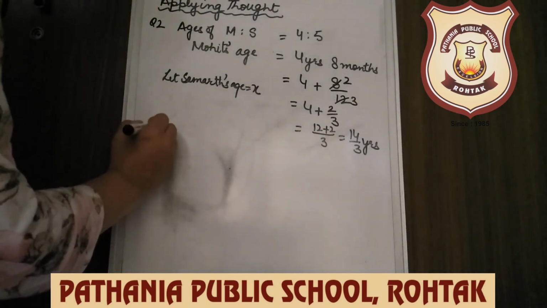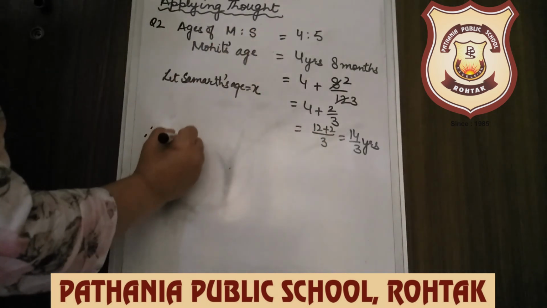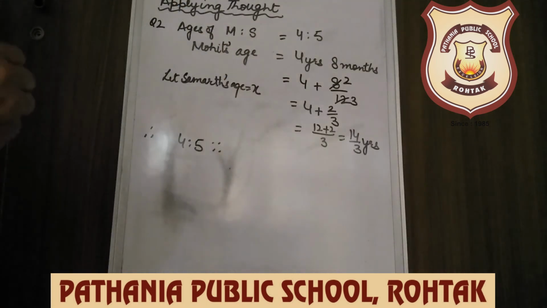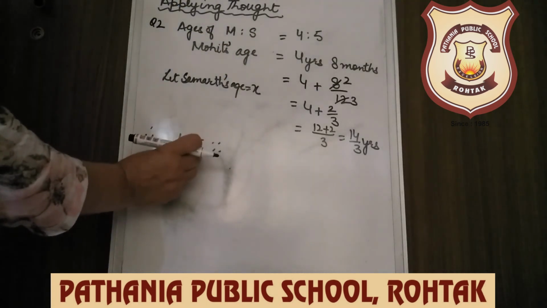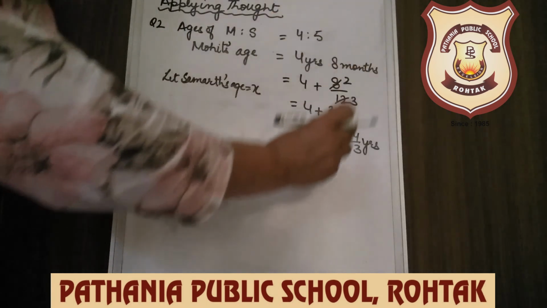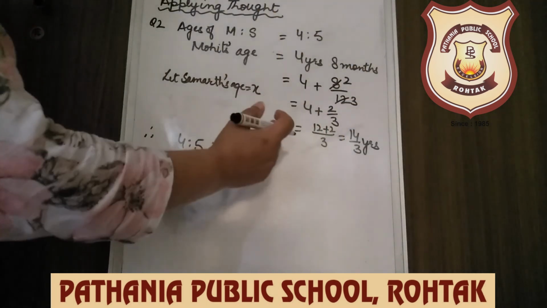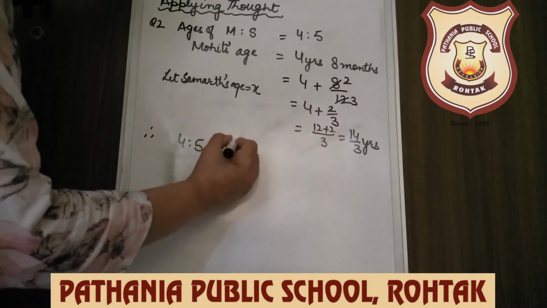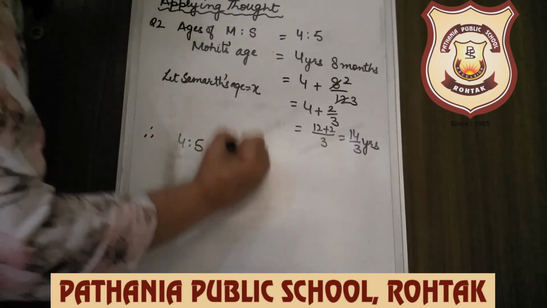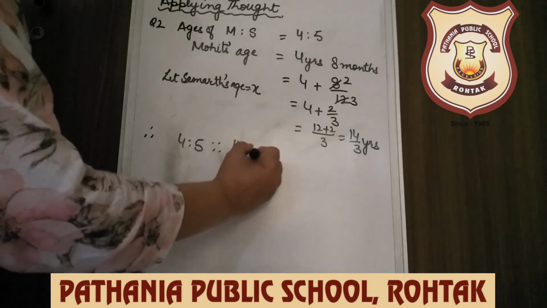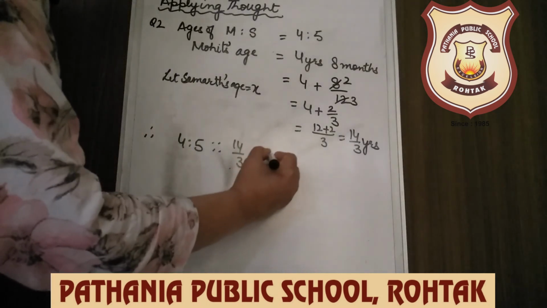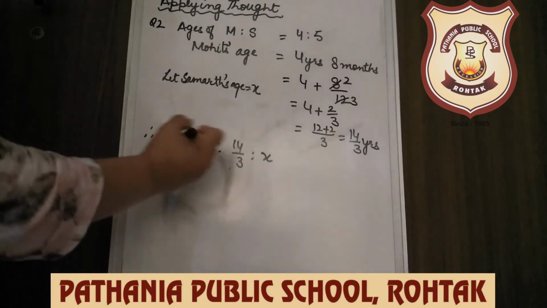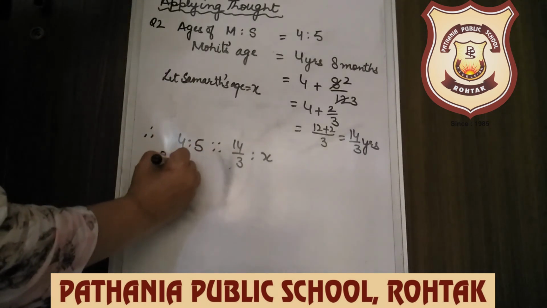Now therefore 4:5, this ratio of their ages will correspond to their actual age, is proportionate to their actual age. First is the Mohit age. Mohit's age is 14/3 years. Samarth's age is x. Clear?